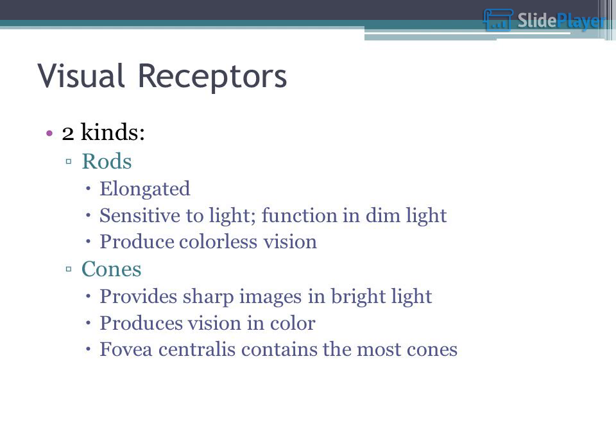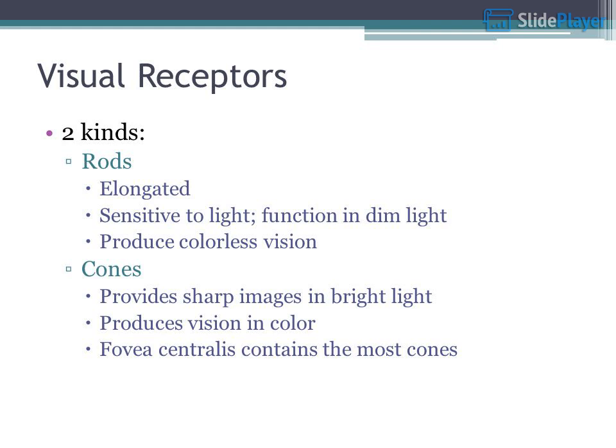Visual receptors: 2 kinds, rods and cones, elongated. Rods are sensitive to light and function in dim light. Produce colorless vision. Cones provide sharp images in bright light. Produce vision in color. Fovea centralis contains the most cones.